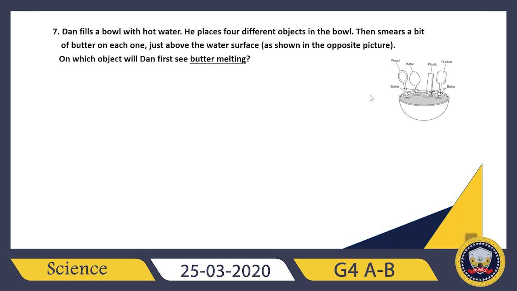So, on which object will Dan first see butter melting? The plastic ruler, wood spoon, metal spoon, or rubber spatula? On which one will the butter melt easier or faster? Of course, the metal spoon, because metal conducts heat very well and very fast. So metals are good conductors of heat, and the piece of butter will melt very easily and very fast.